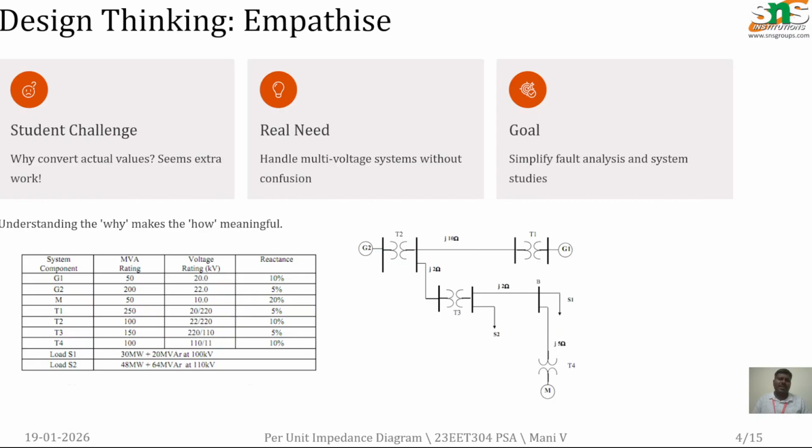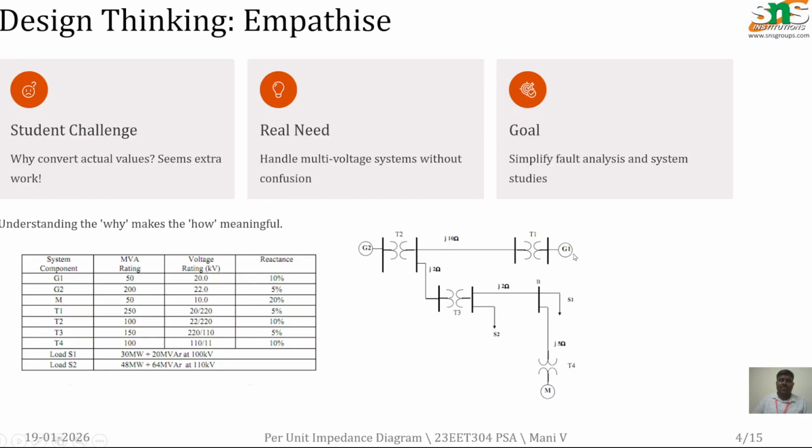So at the time of doing this, many of them ask why we have to convert the actual value into the per unit value. It seems it is extra work. But actually it is to handle a multi-voltage system without any confusion, so that we can simply analyze the fault system, and we are able to analyze the different types of faults which occur in the power system. So here we can see this figure.